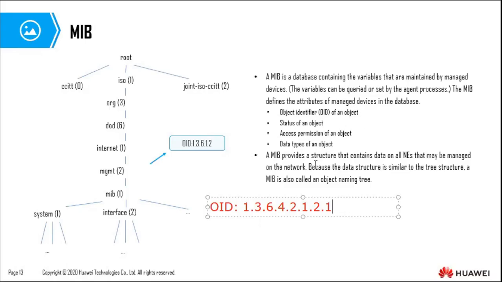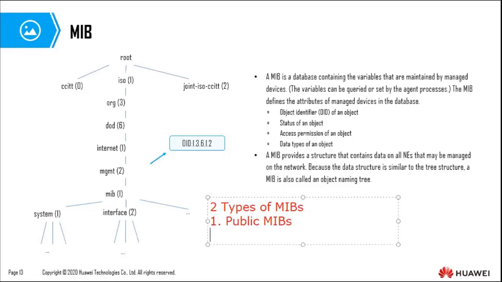Okay. Thank you. I've understood. Now, we have two types of MIBs. The first one is called public MIBs. The second one is called private MIBs.